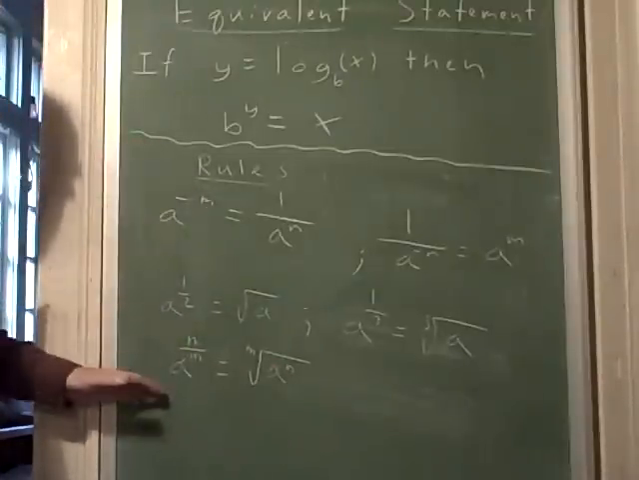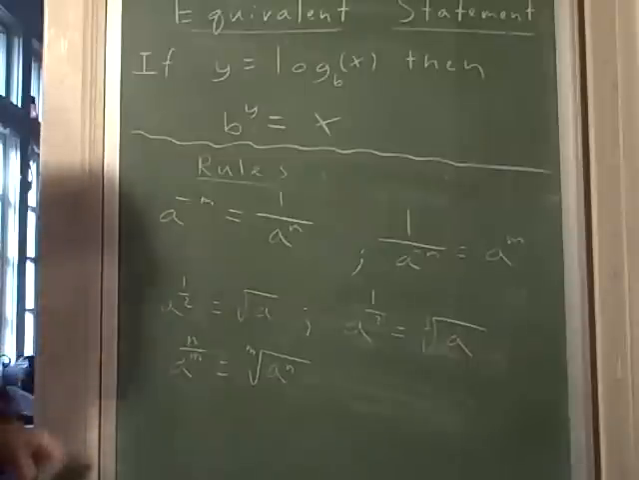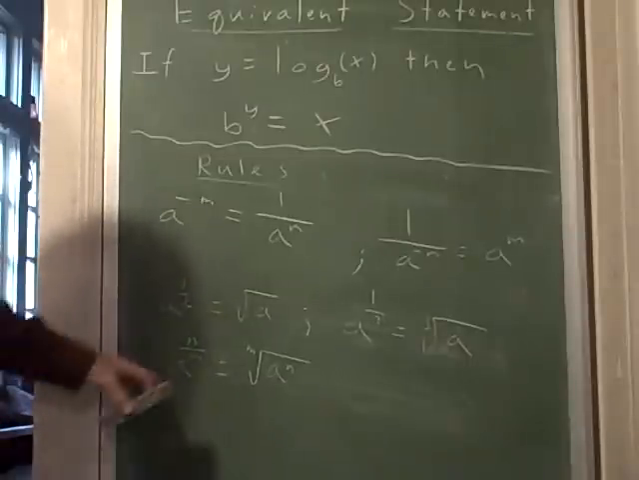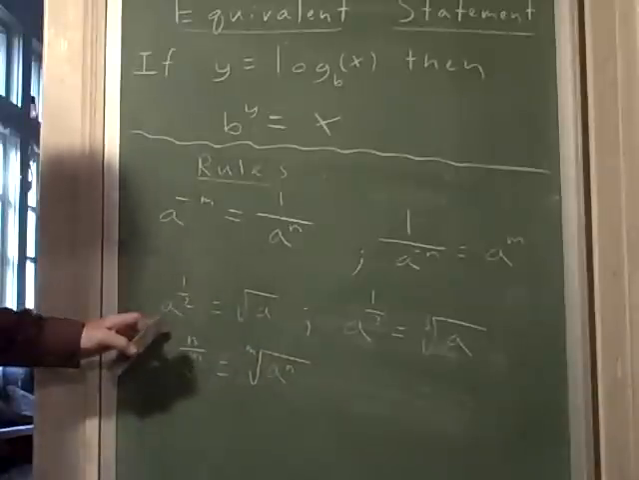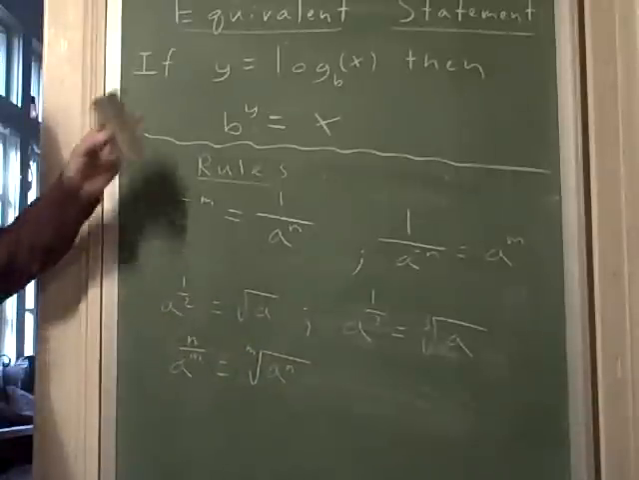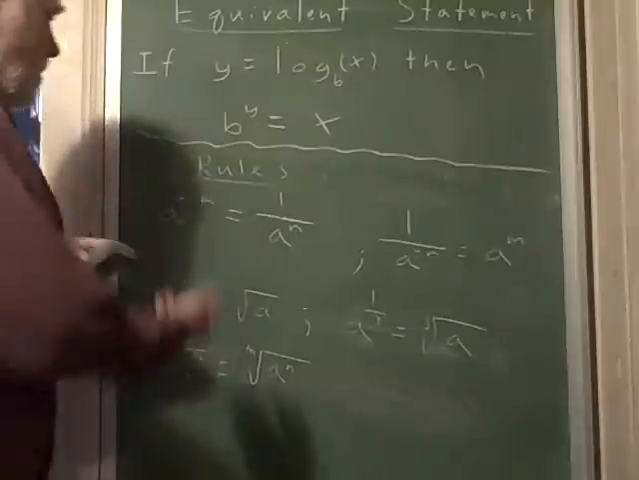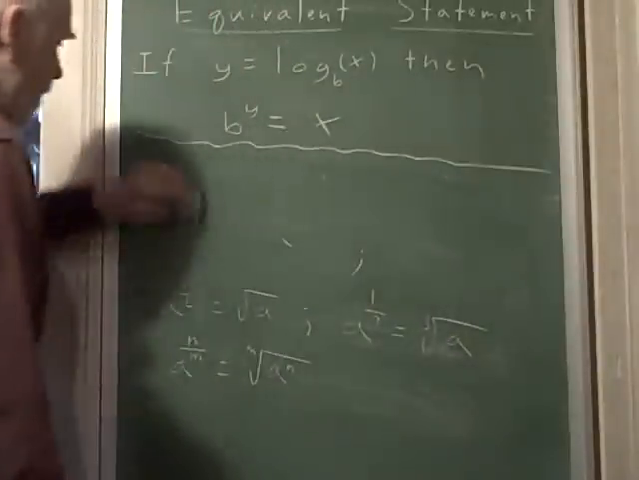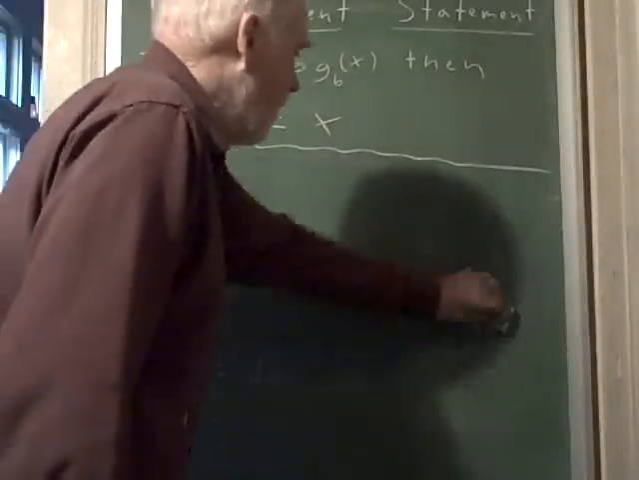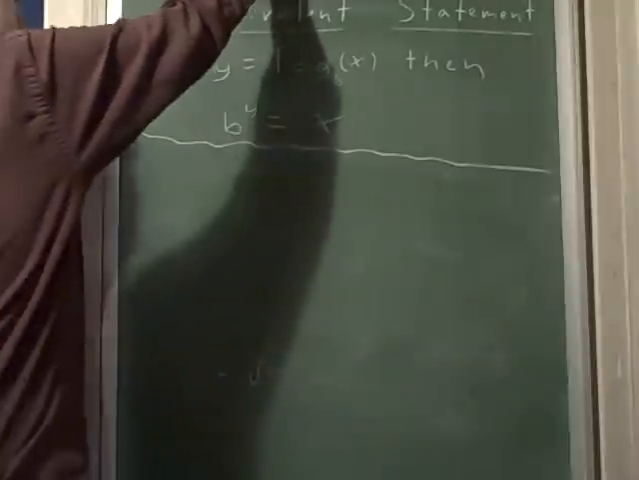I would stop the camera and write these down. I'm going to erase these because I need some room, but write them down and make sure you understand them. We're going to use these extensively in evaluating simple logarithms, and most people seem to never learn negative exponents and rational exponents, so there's a brief explanation.